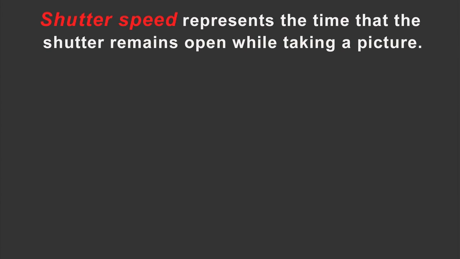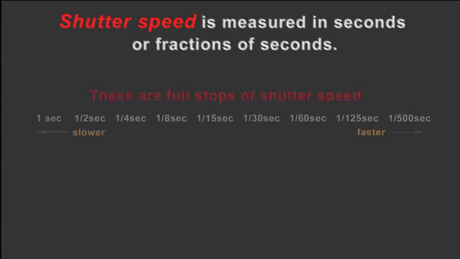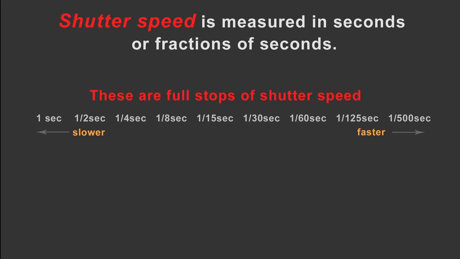Shutter speed represents the time that the shutter remains open while taking the picture. The less time the shutter remains open, the less light gets into the camera, and the more time the shutter remains open, the more light gets into the camera. Shutter speed is measured in seconds or fractions of seconds. These are full stops of shutter speed. You can see the slower shutter speed on your left and the faster shutter speed on your right. Of course, 1 second shutter speed would be much slower than 1/500th of a second shutter speed.